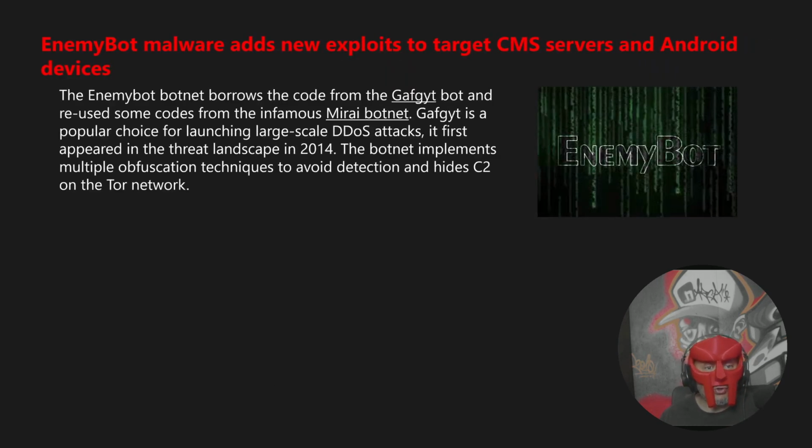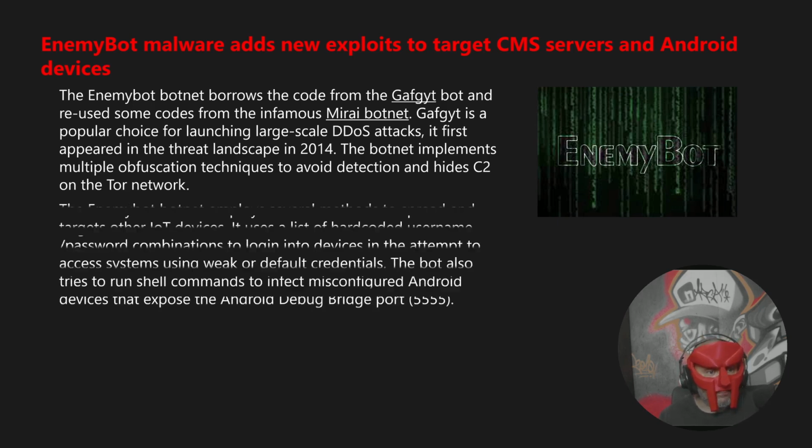The EnemyBot botnet borrows code from the Gafgyt bot and reused some code from the infamous Mirai botnet. Gafgyt is a popular choice for launching large-scale DDoS attacks. It first appeared in the threat landscape in 2014. The botnet implements multiple obfuscation techniques to avoid detection and hides its command and control server on the Tor network.